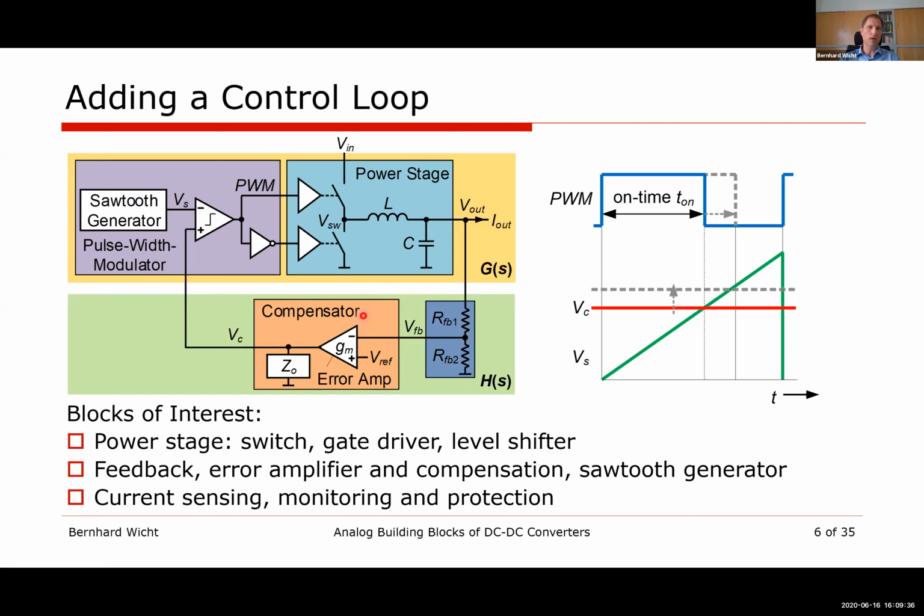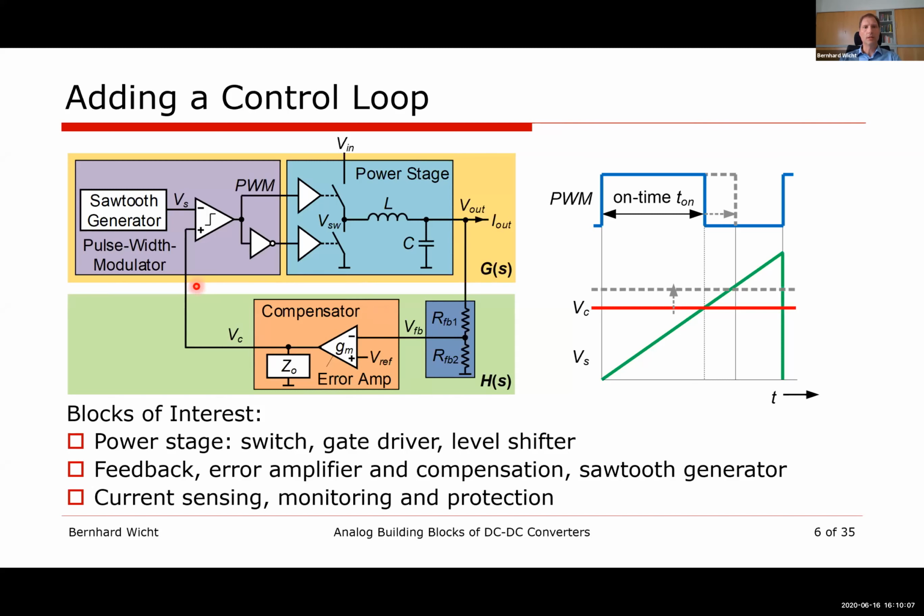And then now we feed that to an error amplifier, which compares it to a reference voltage and gives out the deviation between the set value and the actual value at the output. And this whole circuit needs to have a certain frequency behavior, which is set by this Z0 block here. In the end, that's why this whole thing is also called compensator. So we will talk about this in a few minutes. So we close the loop.